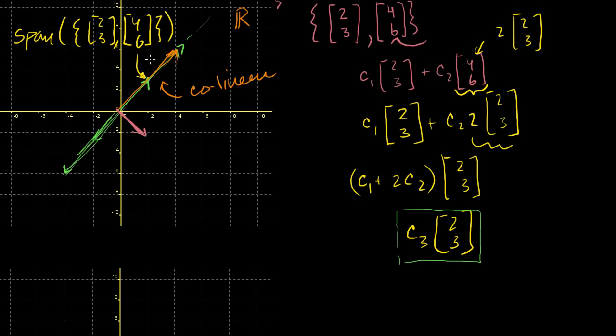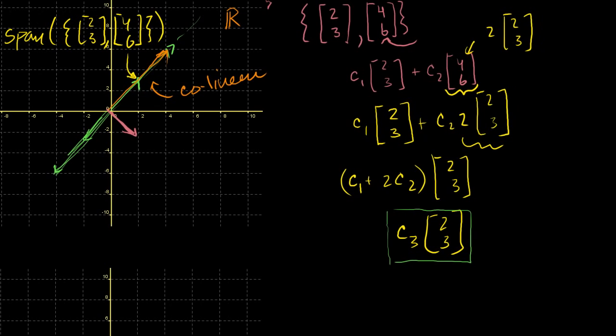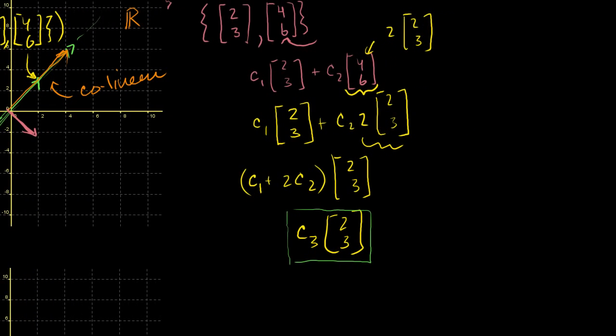Now, a related idea to this, and notice that you had 2 vectors, but it reduced to 1 vector when you took its linear combinations, is that we call this set linearly dependent. Let me write that down. Linearly dependent.